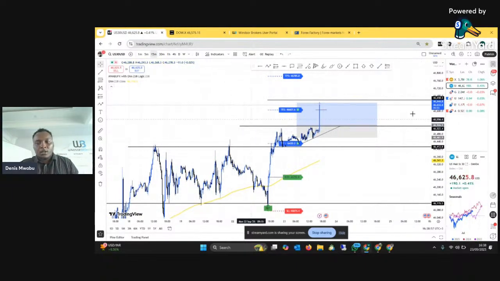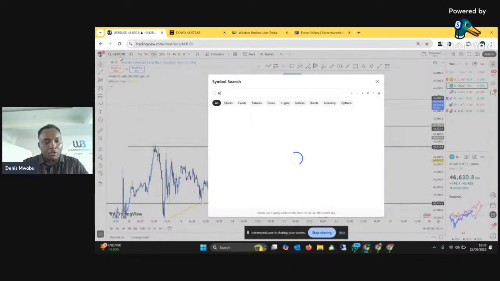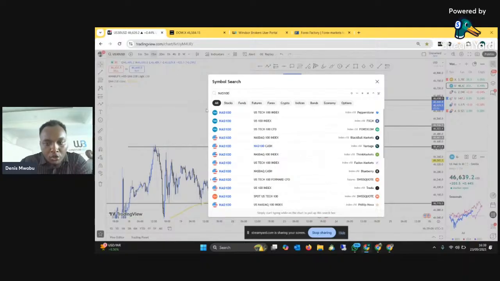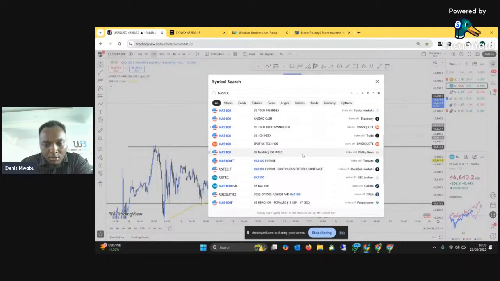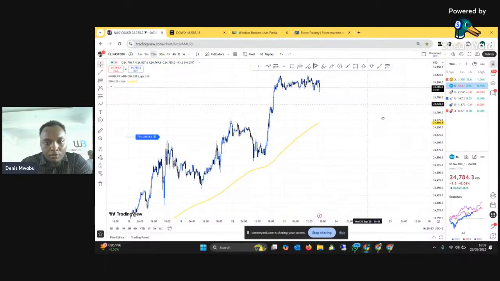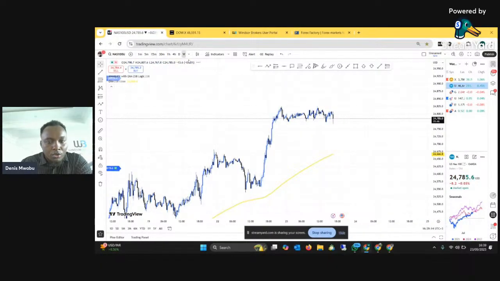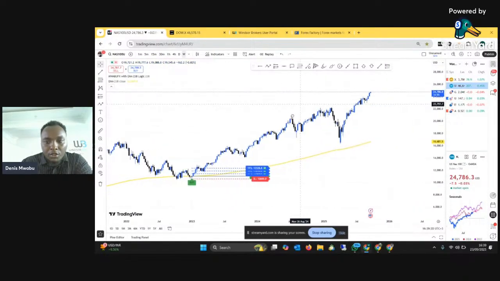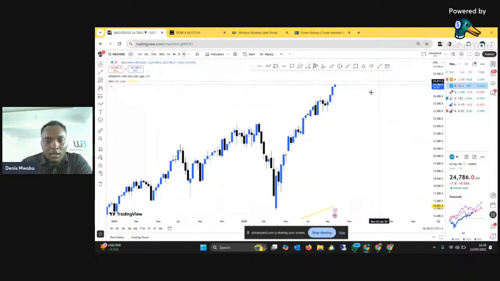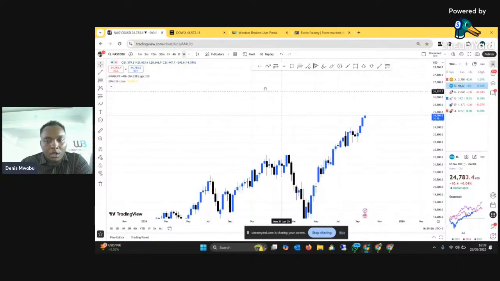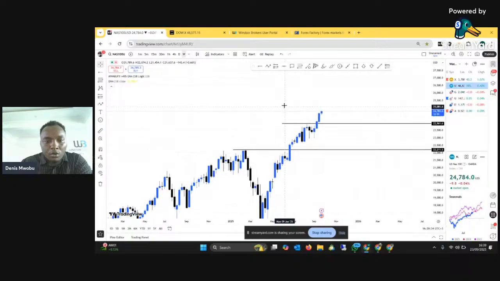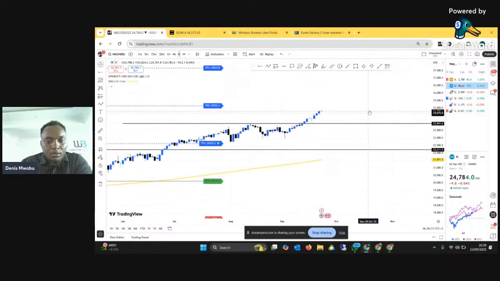Another pair that can be moving right now is Nasdaq, Nas 100. But I don't like trading Nasdaq and US 30 together. I like focusing on one, and I decided to choose US 30. On Nasdaq, let's do an analysis. Definitely, Nasdaq is at its all-time high. Here is an area of interest that you can see, and you can also see that as an area of interest.